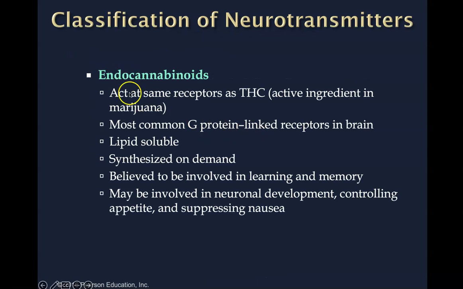And then the last one I'm going to talk about is the endocannabinoids. They act at the same receptors as THC, which is the active ingredient in marijuana. They're lipid soluble and synthesized on demand. We don't truly understand all of what they're involved in yet, but we have some pretty good data to show that they're involved in learning and memory, also neuronal development, helping to control appetite, and even helping to suppress nausea. So kind of interesting.